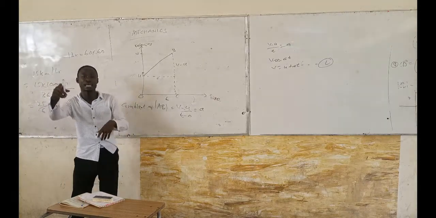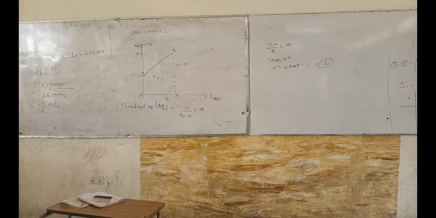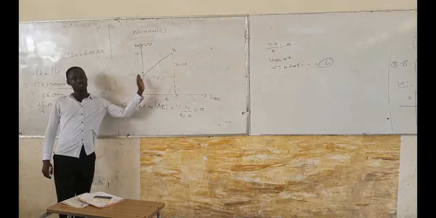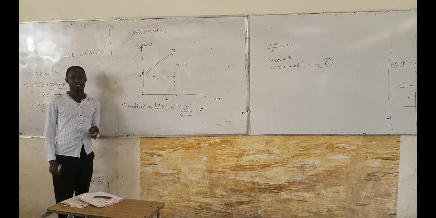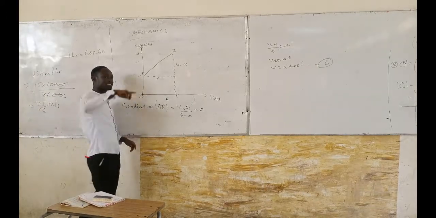Sum of parallel sides times height. Good. What is our height in this case? Very good. You have to work it out here. Our sum of parallel sides. You can't tell me this one is the parallel sides. All right. So T is the height.